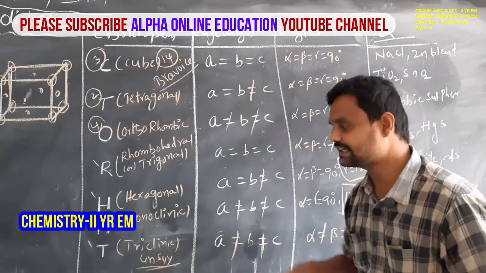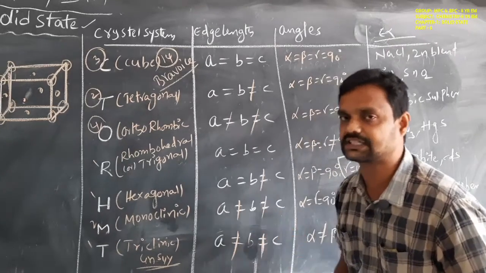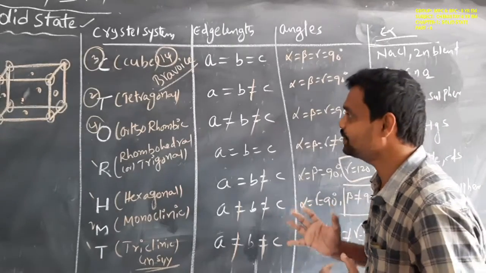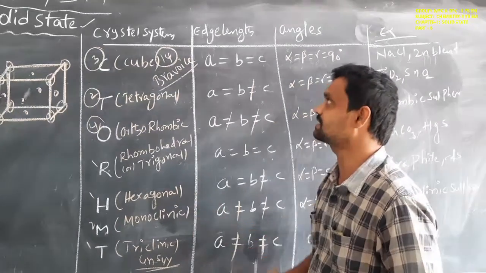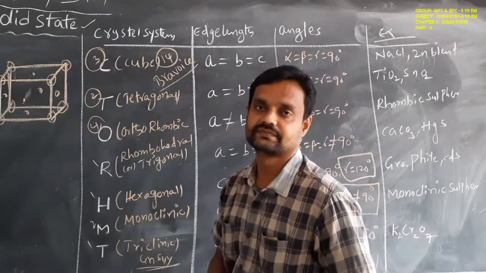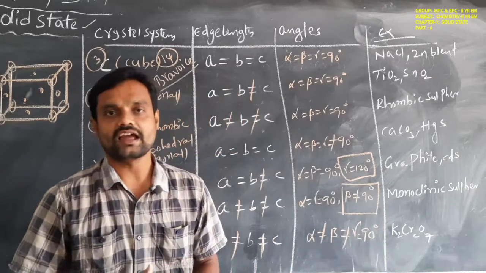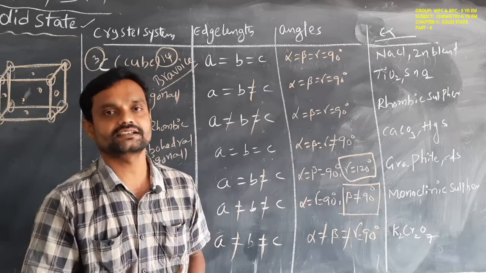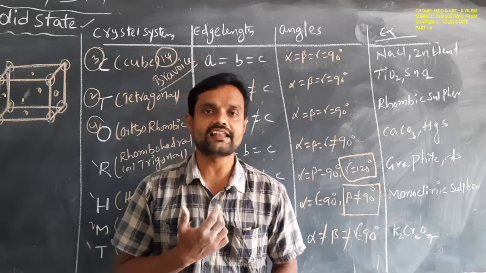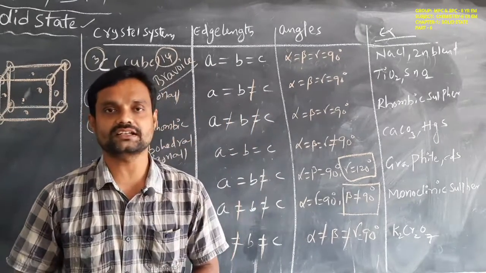And the last one, triclinic, is the most unsymmetrical. We should remember triclinic is most unsymmetrical, so A is not equal to B is not equal to C. So this is the simple technique to remember the crystal systems and their edge lengths and angles. Okay students, this is the 3-dimensional 7 crystal systems and their variations in edge length and angles, and total 14 Bravais lattices and some examples for those crystal systems.